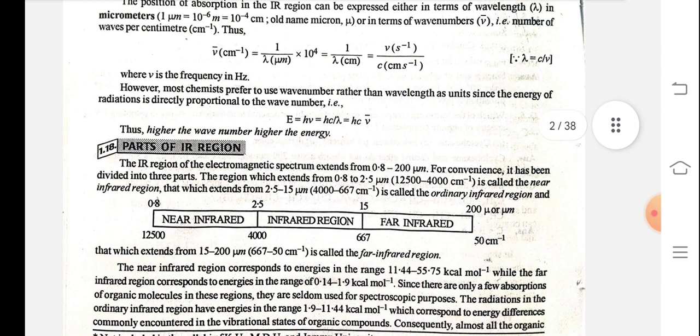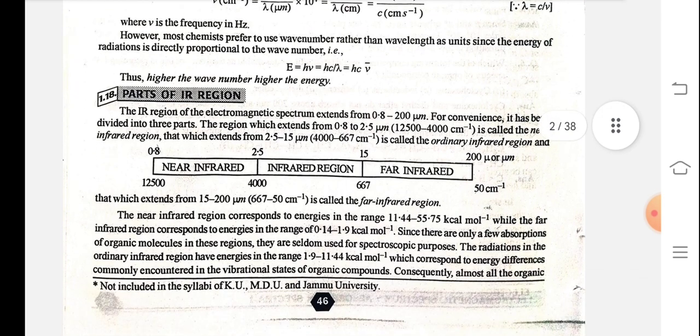Parts of IR region. The IR region of the electromagnetic spectrum extends from 0.8 to 200 micrometers. For convenience, it has been divided into three parts. The region which extends from 0.8 to 2.5 micrometers is called the near infrared region. That which extends from 2.5 to 15 micrometers is called the ordinary infrared region, and that which extends from 15 to 200 micrometers is called the far infrared region.